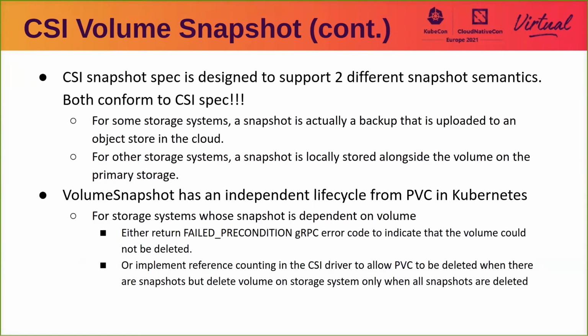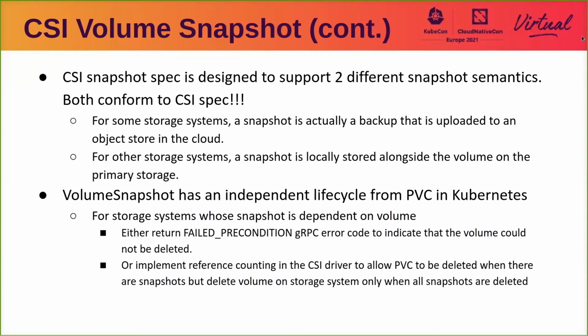CSI spec is intended to support all storage systems. However, there are design challenges as storage systems don't behave exactly the same way. In the case of snapshots, there are two different snapshot semantics. For some storage systems, a snapshot is locally stored alongside the volume on the primary storage. It is usually quick to cut a local snapshot like that. For other storage systems, after a snapshot is cut, it will be uploaded somewhere in the cloud. This upload process takes a long time.